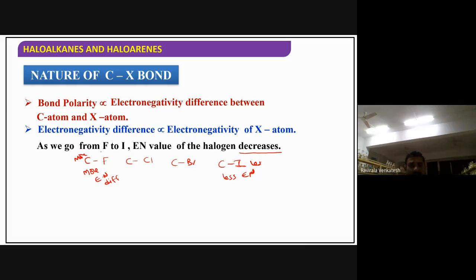All this information is very, very important for dipole moment. To explain dipole moment, I am explaining these things. So remember, bond polarity and bond length are very, very important for you to get the dipole moment, and that is very important from the examination point of view.